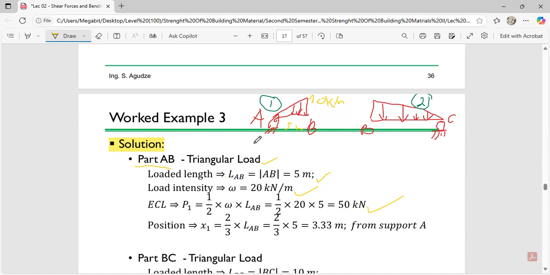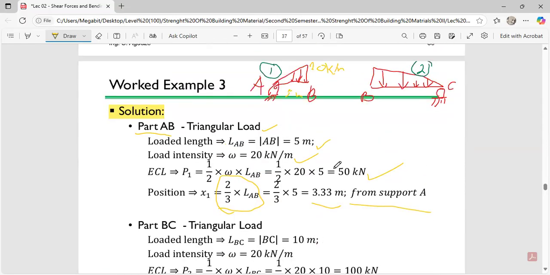To get the position, it can only be calculated from support A, because I told you earlier that we calculate the position from a support. If you take section 1, you realize that it only has a support at A. So you only calculate this position from support A. That is the smaller end, so it's going to be 2 over 3 times the length. So 2 over 3 times 5, giving us 3.33 meters.